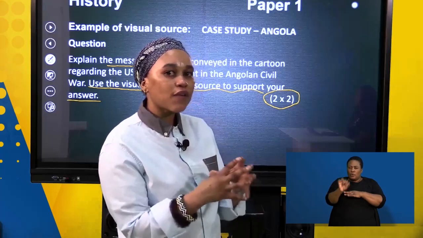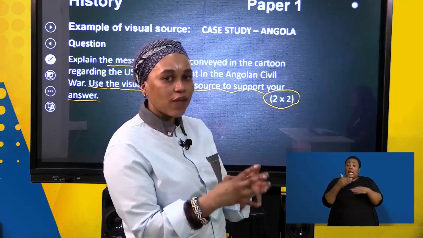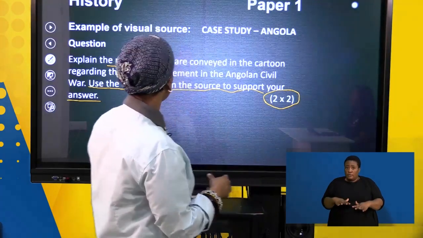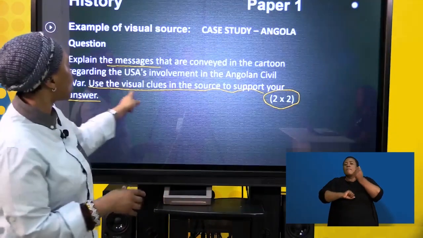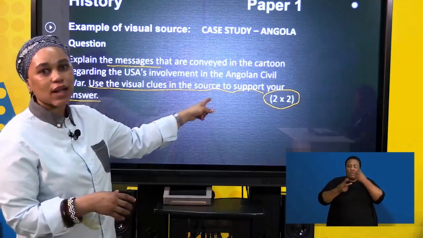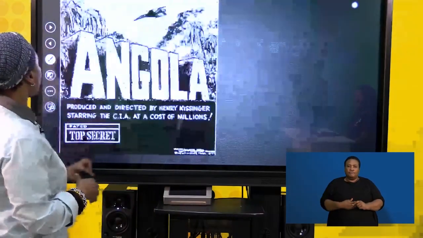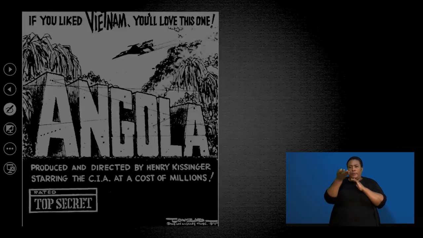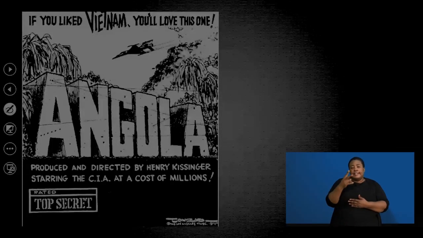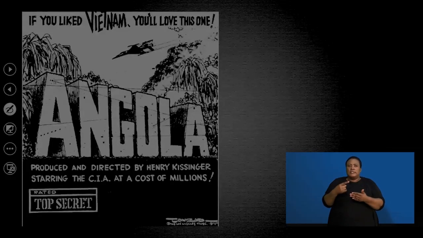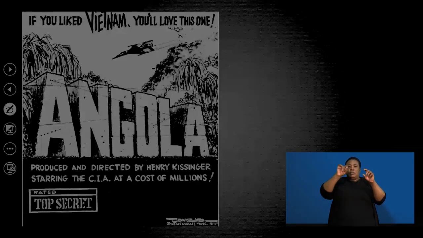And once you've given that message that is conveyed by that cartoon, you then need to support it with the visual clues in the source itself. Okay, so let's look at our example here. You can see this is a cartoon, and there is the text. As I said before, it's very important to look at the text.